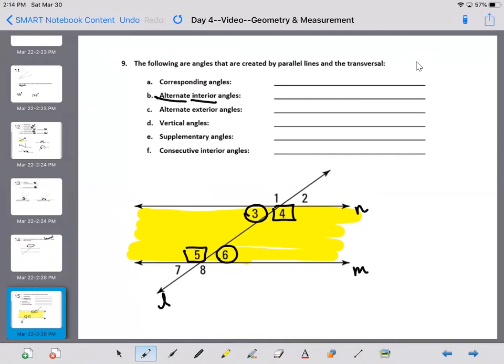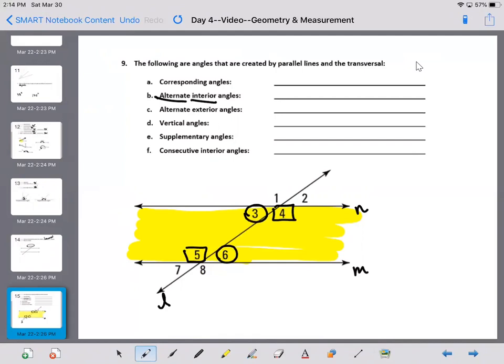So we would say alternate interior angles are equal. 3 and 6 are equal. How do we know? Because they're alternate interior angles. Angle 4 and angle 5, they're equal. We can also say congruent. Angle 4 and angle 5 are congruent. How do we know? Because they're alternate interior angles.